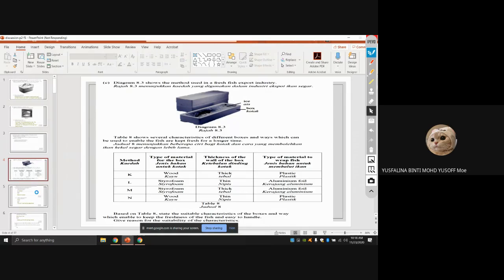And then the next one is the thickness of the wall of the box. It should be thick, to prevent heat loss to the surrounding. Then the type of material to wrap the fish should be aluminium foil. You can say it is a good heat insulator, or you can say it prevents heat loss. So you have to choose M. For number 4, the answer should be M.